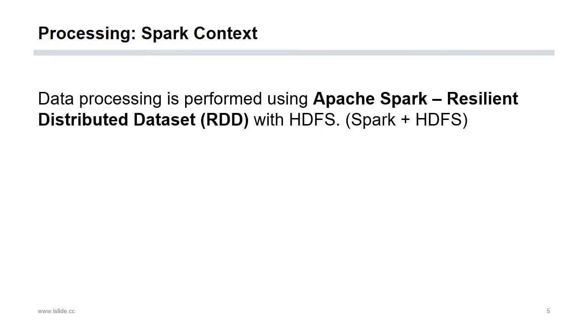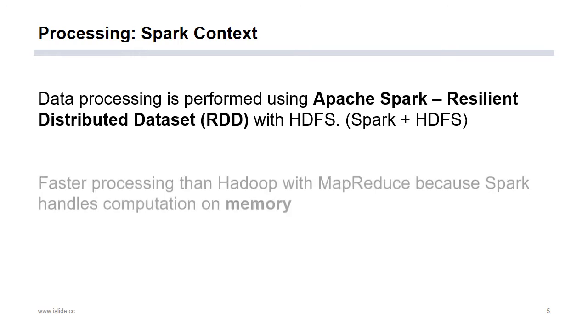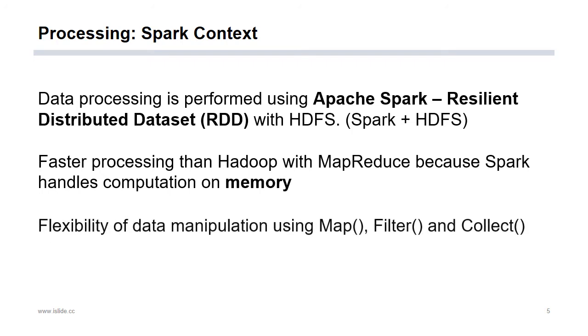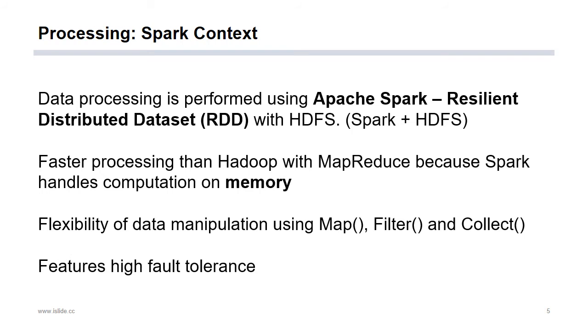The analytical processing was designed to be performed using Apache Spark RDDs in conjunction with HDFS. This combination allows for faster processing than Hadoop with MapReduce. This is because Spark performs computation within RAM or system memory. It also allows flexibility with manipulating data, with key operations such as map, filter, and collect. Another key feature is that Spark is able to recover from failures completely by itself, featuring high fault tolerance.